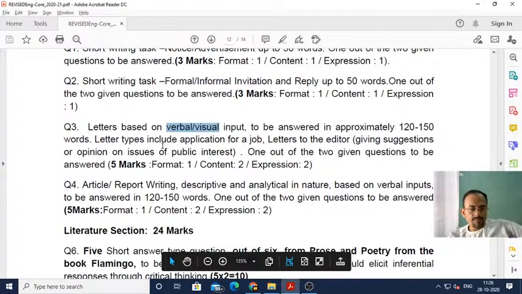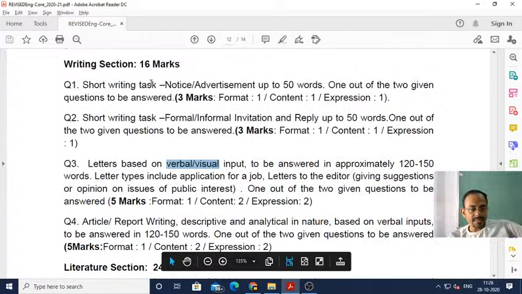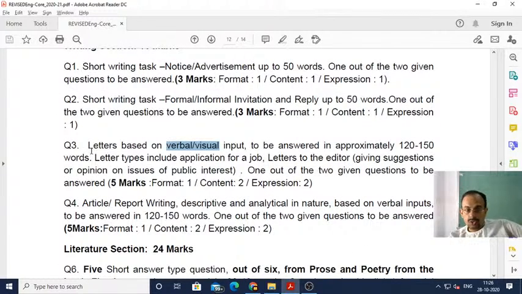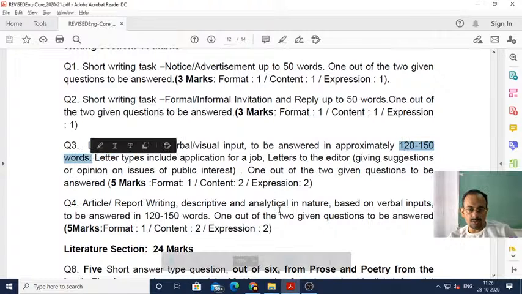Dear students, you can see the third type of writing task questions includes letters based on verbal and visual input. Verbal means some text-based hints will be given to you, and visual means it could be like statistics, a pie chart or bar graph, or it could be a newspaper clipping or something. To be answered in approximately 120 to 150 words, understood.